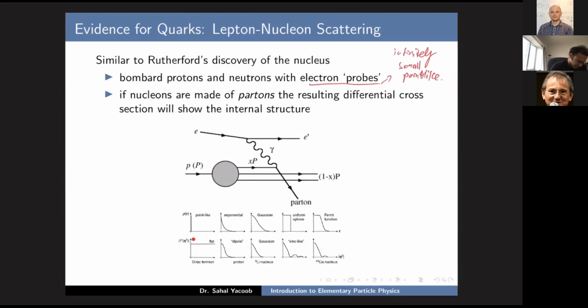And then there's the structure function, which is essentially the Fourier transform of the charge distribution, would be flat. If the charge distribution was spread out a little bit and had an exponential drop-off, we'd measure a dipole structure function. If there was a Gaussian profile, a Gaussian structure function. A uniform sphere has this, and the Fermi function, which is from nuclear physics, would have this type of structure function. So by measuring what happens when we do these interactions, we gain information about what's happening inside the proton.